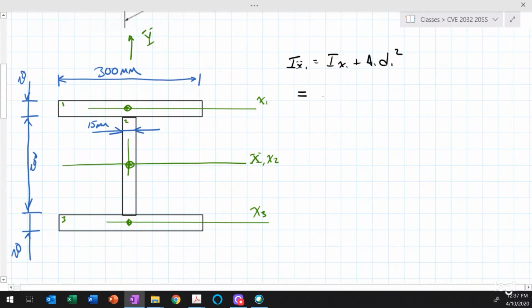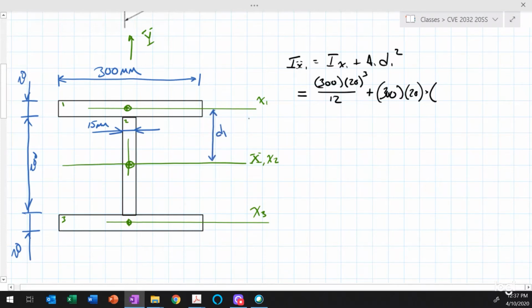So I can say that it's equal to the base times the height cubed over 12. The base dimension is 300 millimeters, I'll leave the units off, times 20 millimeters is the height cubed, divided by 12. And then we add in A D squared, so the area there is 300 millimeters multiplied by 20 millimeters, and then multiplied by the distance, and that distance D1 is this distance right here.